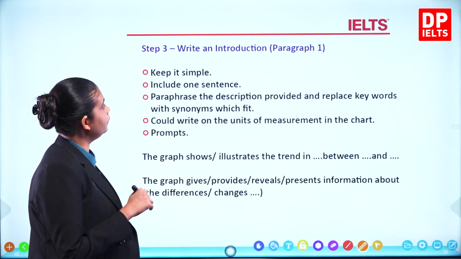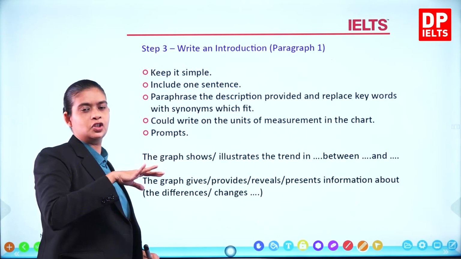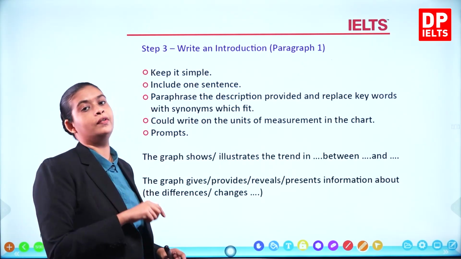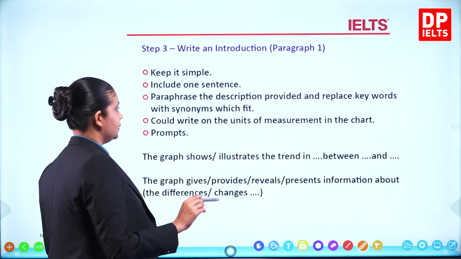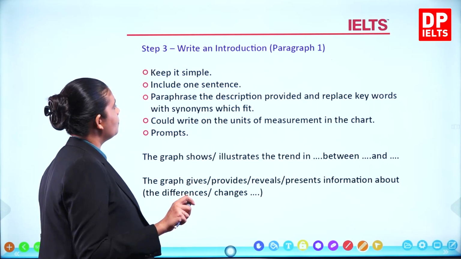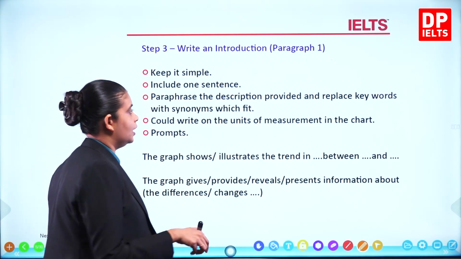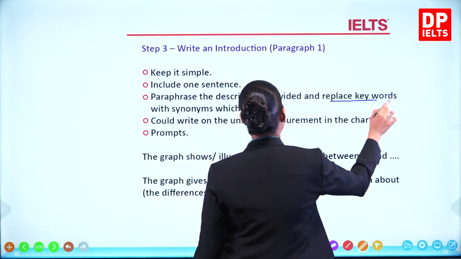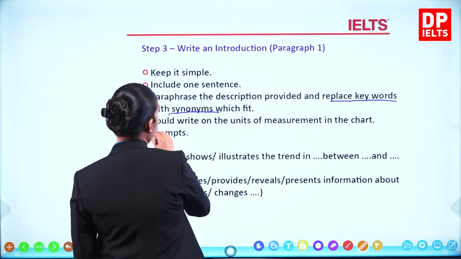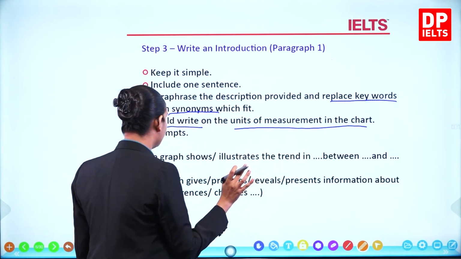So, moving on, we're supposed to write an intro. Just like a bar chart, just like a line graph, in a pie chart also, we write an intro. Keep it simple. Write only one sentence, okay? Paraphrase the description and make sure you replace the keywords with synonyms. You could write the units of measurement in the chart if you want to, right?